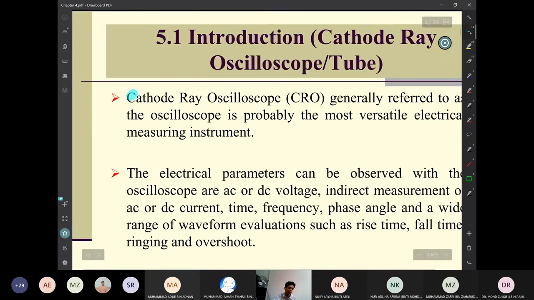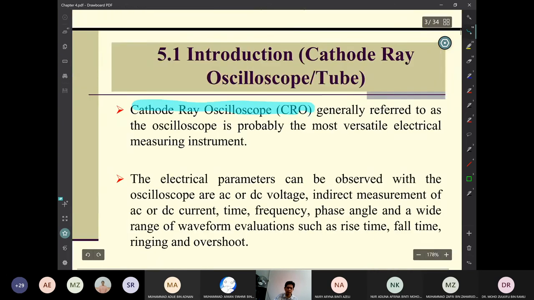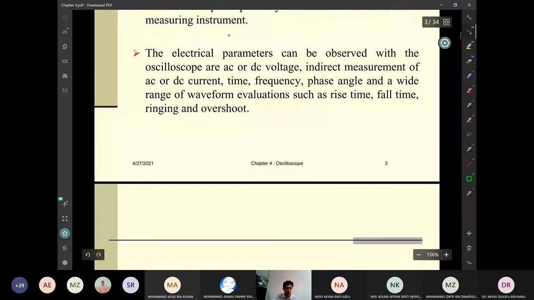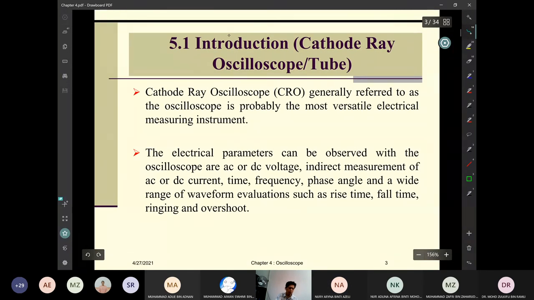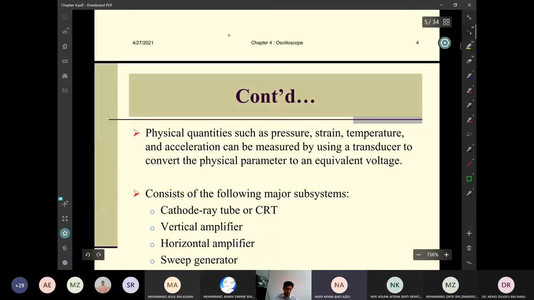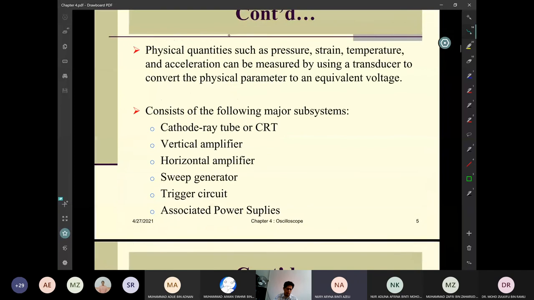So for this screen, normally you can find on old television set, ataupun kat mana lagi dekat TV, normally dekat oscilloscope pun banyak lah. So the oscilloscope using same technology, the old oscilloscope, the cathode ray oscilloscope. Okay.